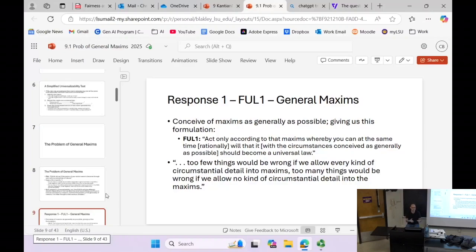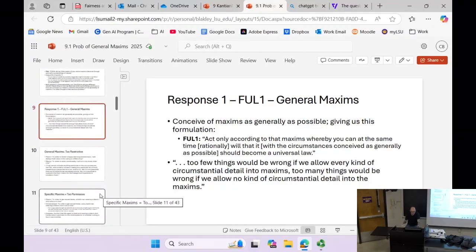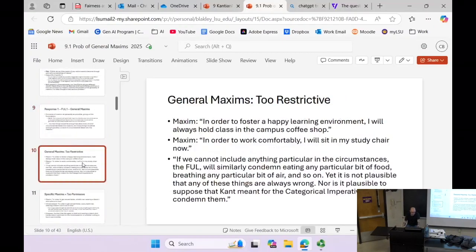So this raises the question of what exactly gets to go in and gets to be excluded from my maxim, right? That's the problem we're worried about. Does everybody understand what the issue is there? So that's why they're calling it the problem of generality of maxims, right? So let's work through that. Here's the maxim. In order to foster a happy learning environment, I will always hold class in the campus coffee shop. So that's a pretty general maxim.